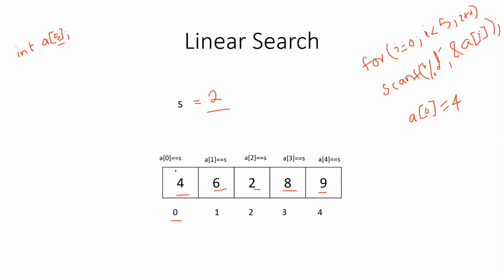We have to compare and see whether the first element in the array is equal to the search element 2. If it is not equal, then I'll check whether the second element in the array is equal to the search element. 6 is not equal to 2, so it is not equal. Then what will we do? We will see whether the third element is equal to it.